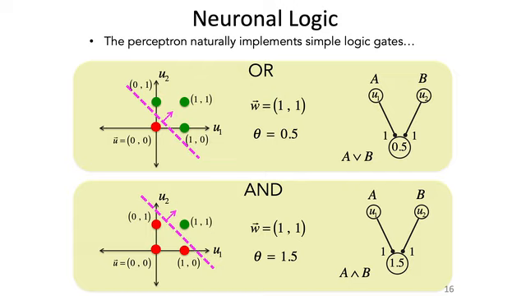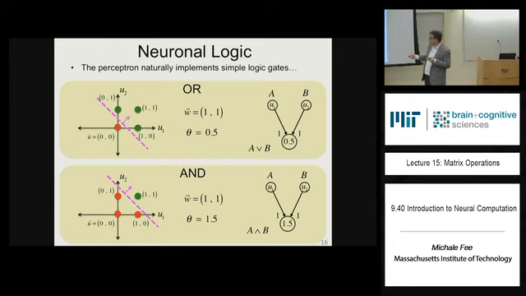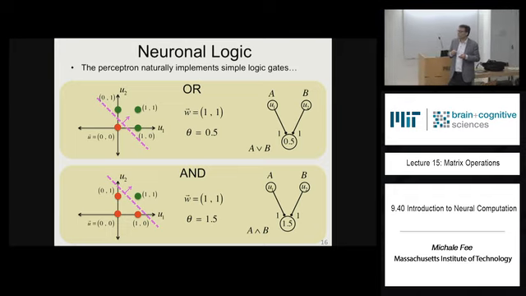And now when either input is on at a value of 1, that's not enough to make the output neuron fire. If this input's on, it's not enough. If that input is on, it's not enough. Only when both inputs are on do you get enough input to this output neuron to make it have a non-zero fire rate, to get it above threshold.